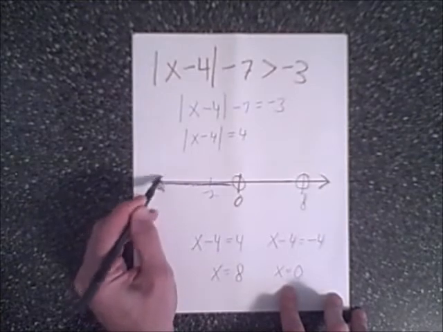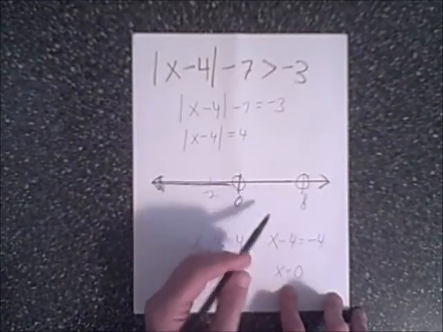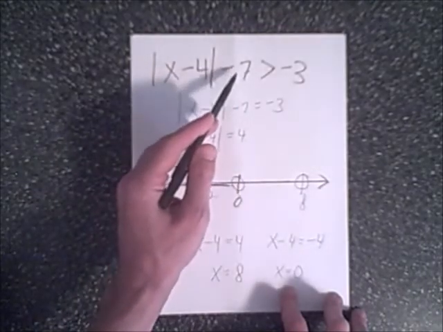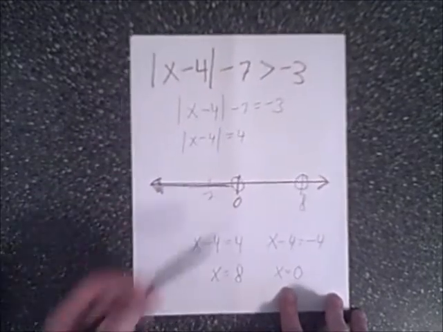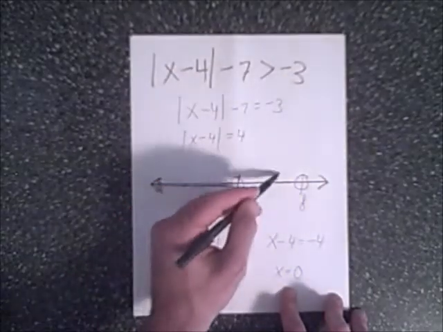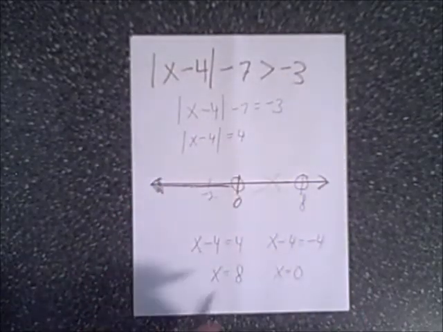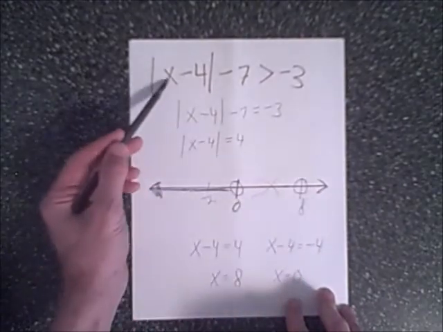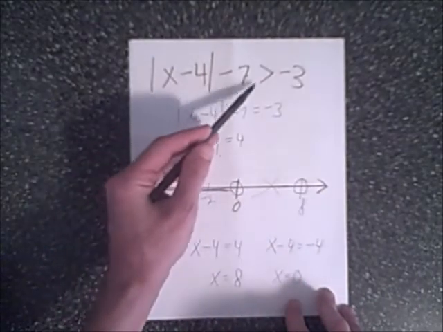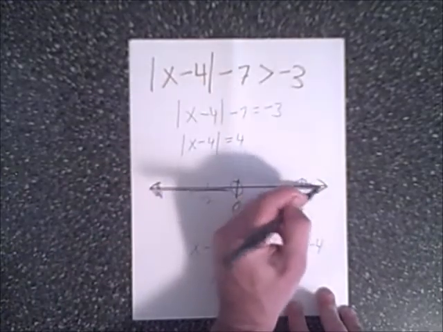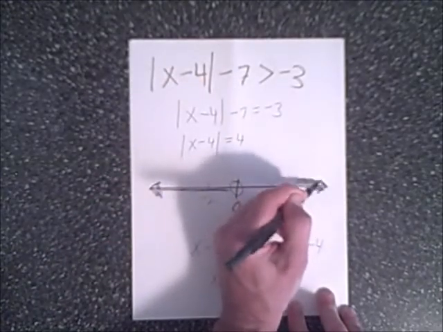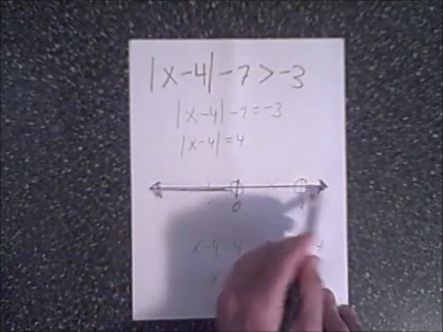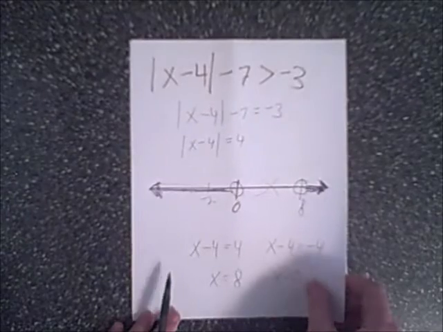Okay. And let's try the middle part. Let's pick 4. 4 minus 4 is 0. That's convenient. 0 minus 7 is minus 7, and minus 7 is not greater than negative 3. So the middle part will not be shaded. And then finally, let's take 10. That's on the larger side of 8. 10 minus 4 is 6. 6 minus 7 is negative 1, and negative 1 is greater than negative 3. So this one, the arrows go outward. So all values less than 0 and all values greater than 8.